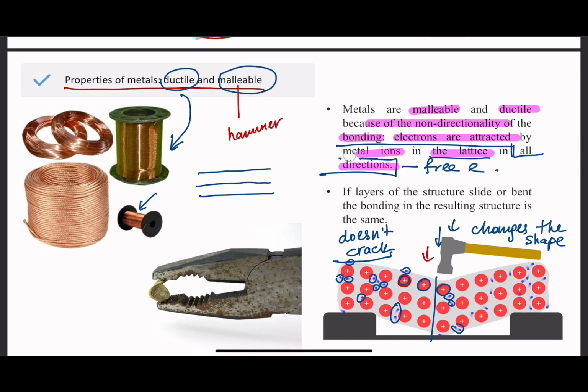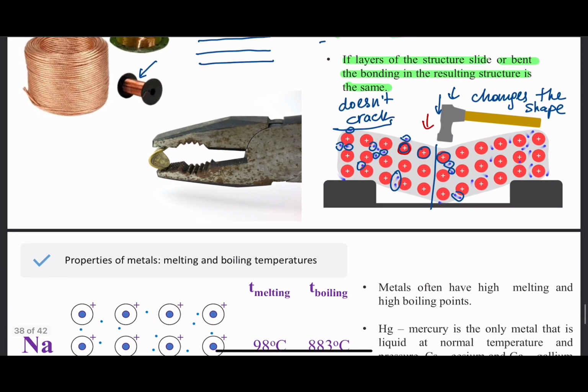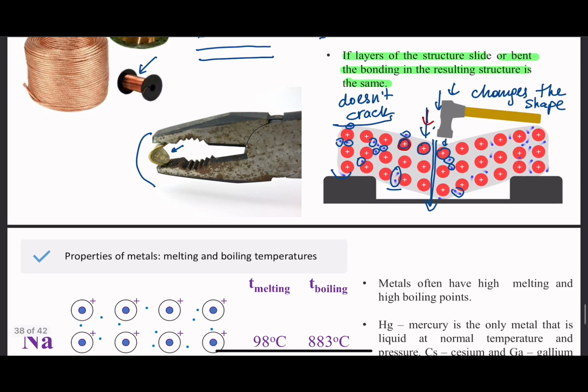I'm just going to clean this part and mark the very important part. So metal ions in the lattice that move in all directions make it ductile and malleable. And then if layers of the structure slide or bend, the bonding in the resulting structure is the same. So look at this, guys. When I hit it here, these are going to start moving down, right? If I start hitting from this side, these start moving, but because electrons are moving freely, the metal is not going to change the shape. So even if you look at this coin, because I have free ions, I can bend it whichever way I want. I can use this equipment and press it in a way that I want.